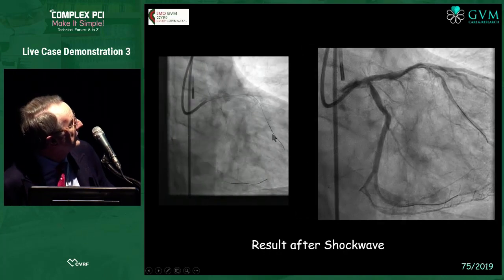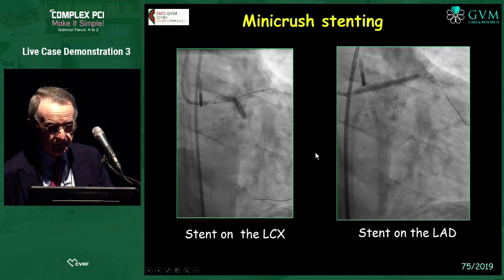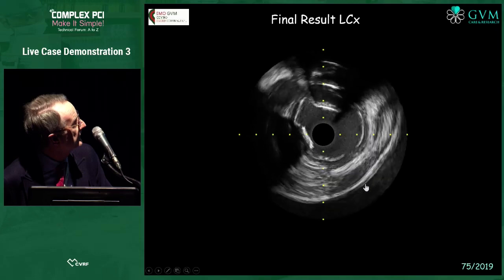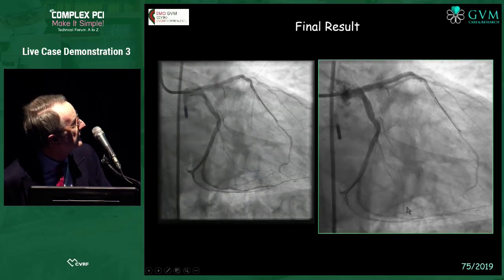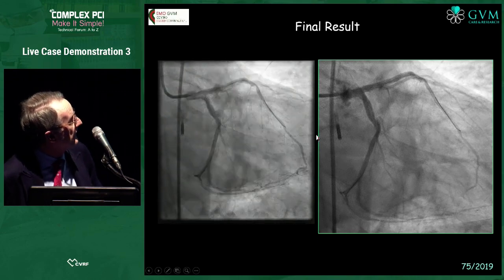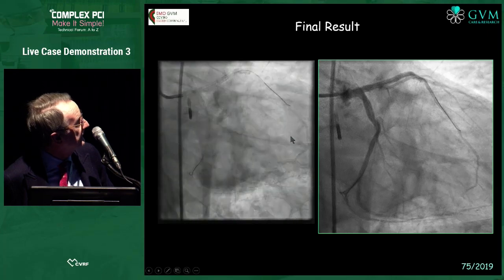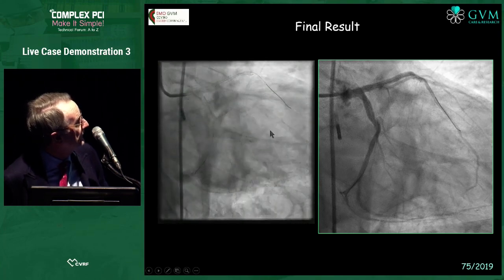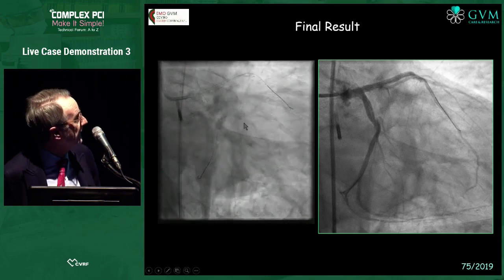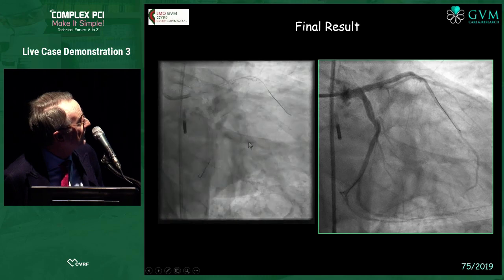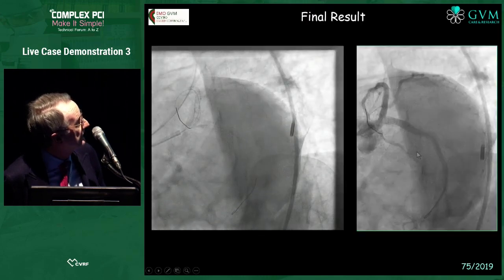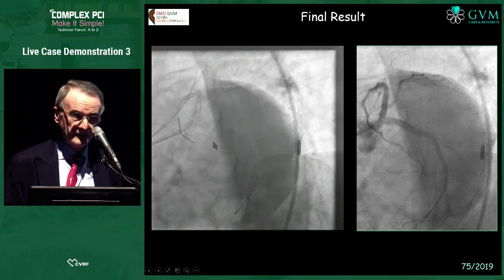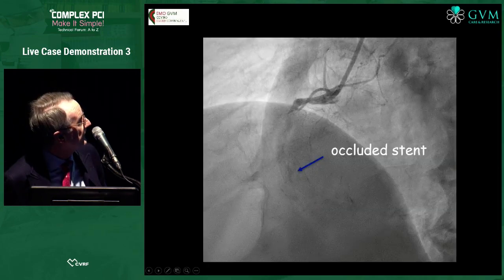So at the end we did a crush on both branches, with a good final result. I think we can skip the IVUS, and I think this demonstrates two points: that calcium creates difficulties. One is wiring and the second is expansion of the stent. But if you use modern technology like Gaia for wiring and shockwave to change the compliance of calcium, you can get a very good result. Look how wide the circumflex is. You can only achieve this result if you have done good lesion preparation.